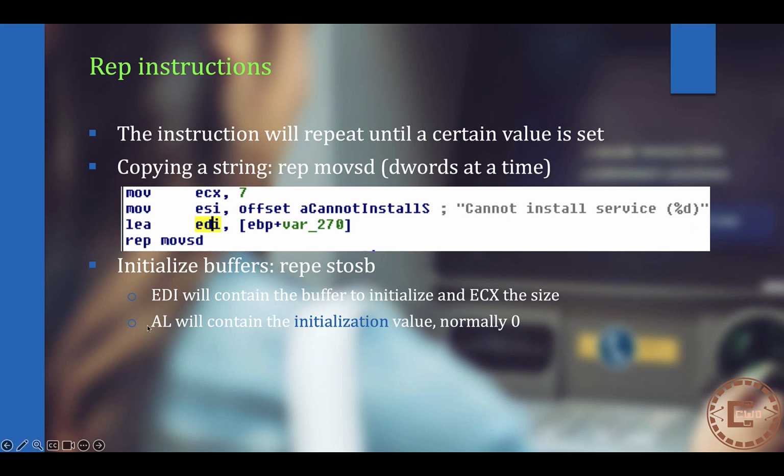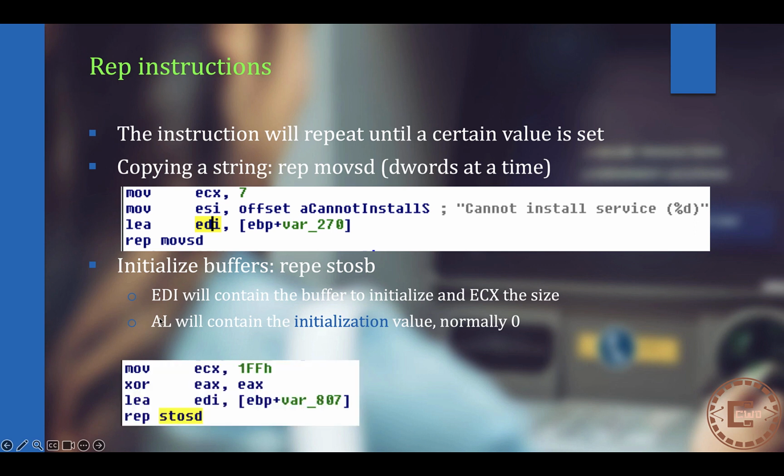Why are we going to use AL? Keep in mind AL is 8 bits, if you remember, and that's because we're going to be using just byte size values. That's why we use AL. So then how does that look? You are going to have ECX again with the count. In this case it is 1FF in hexadecimal. Then you are going to have EAX, which in this case is set to 0. That means AL is going to be 0.